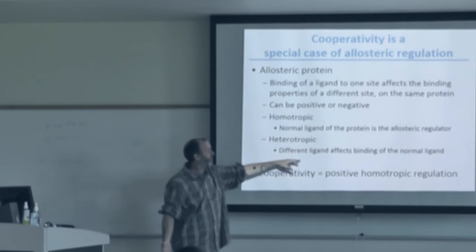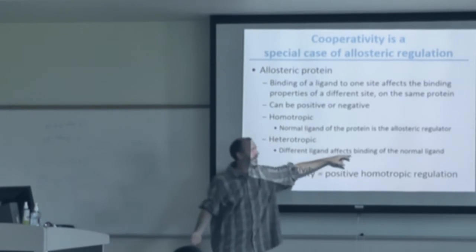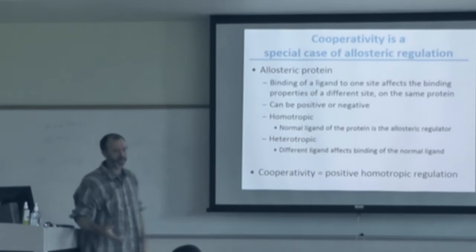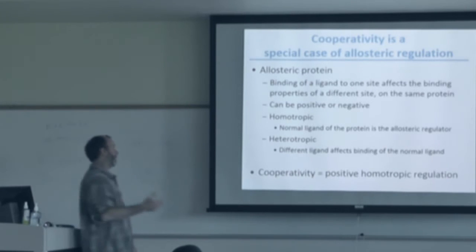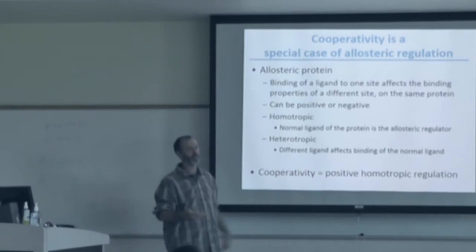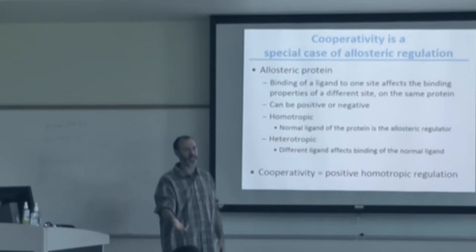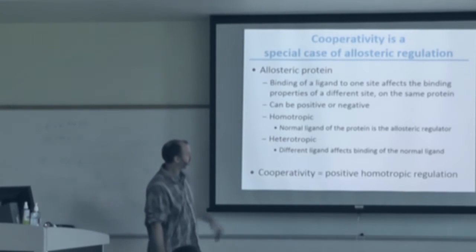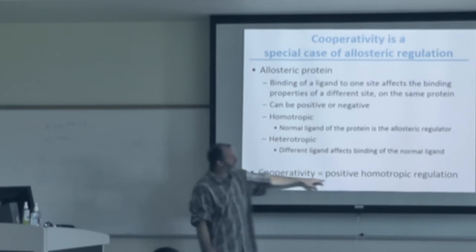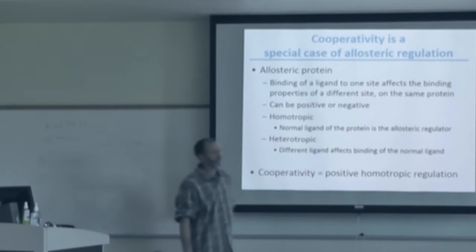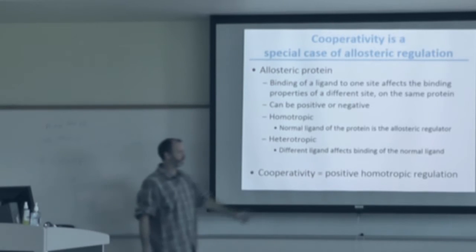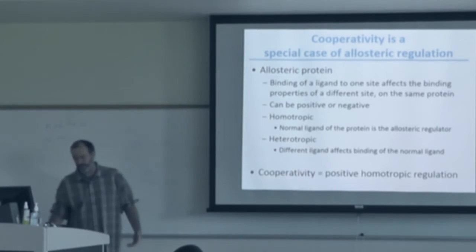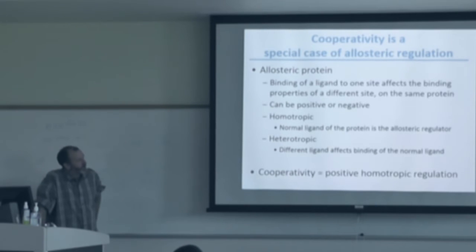And then you can have heterotropic, which is when a different ligand affects the binding of the normal ligand. And we already talked about two different ligands to hemoglobin that are heterotropic negative allosteric regulators. They were carbon dioxide and hydrogen ions, right? Cooperativity is equal to positive homotropic regulation, and that's what we see with oxygen. Positive homotropic regulation is positive cooperativity for hemoglobin.